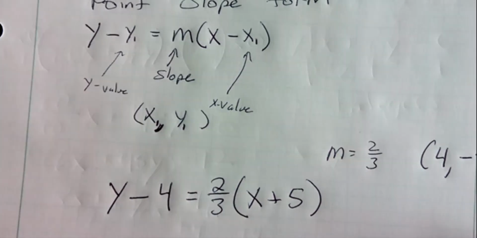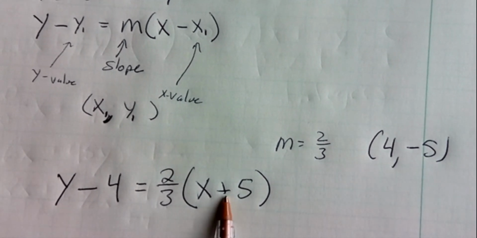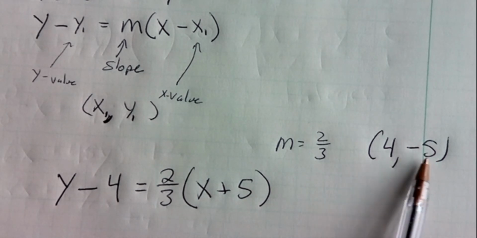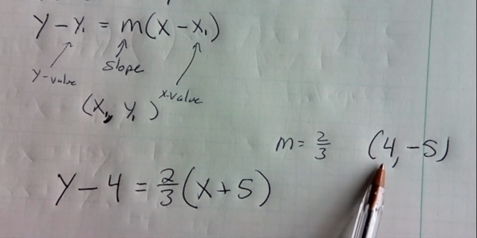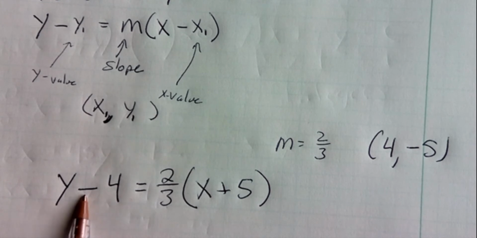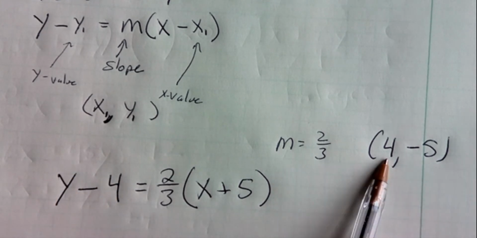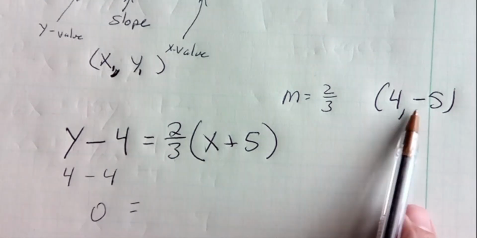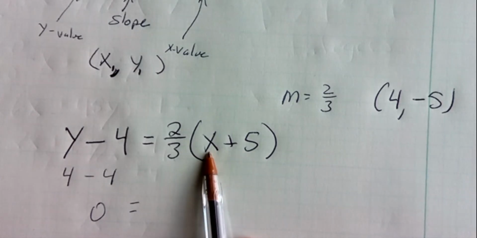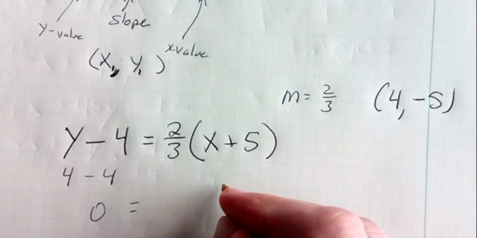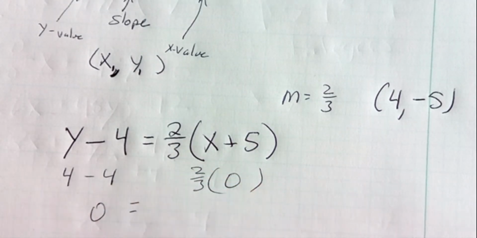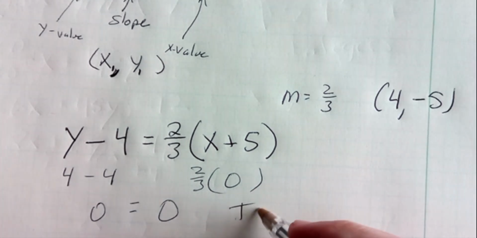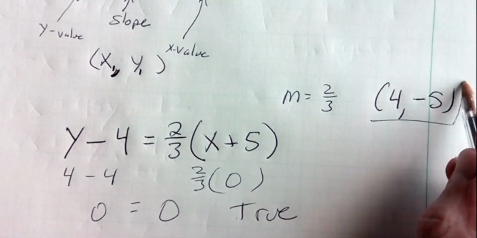Now let me explain why it's -5 when this is plus, and why it's +4 when it's negative. The reason is a point is an x and y value that makes the equation true. Well, what value of y, when I minus 4, will make this side 0? Well, 4. 4 minus 4 is 0. Well, what happens to this side if I put a -5 here? -5 plus 5 is 0, and 0 times 2/3 is 0. Well, does 0 equal 0? Yes, that means that statement is true for the point (-5, 4).